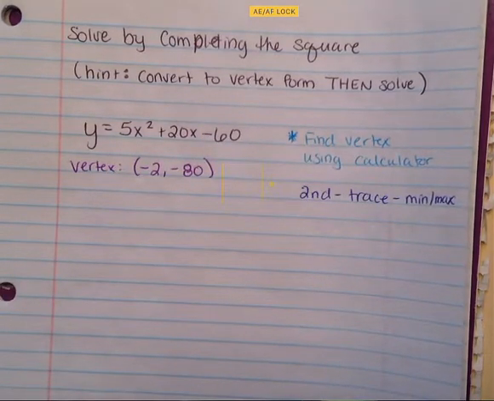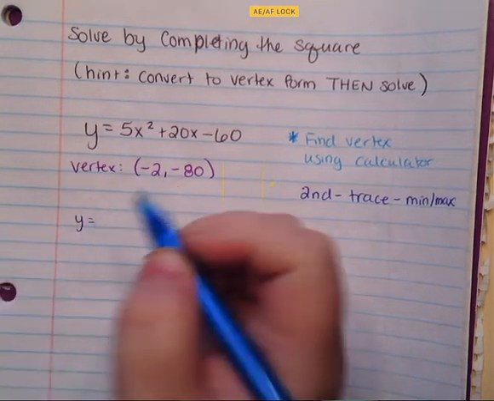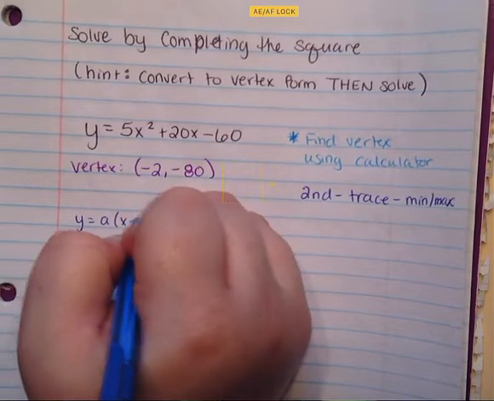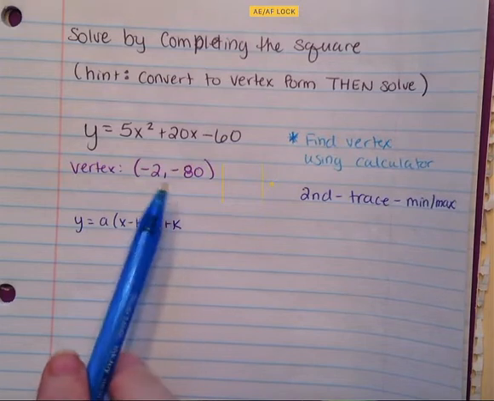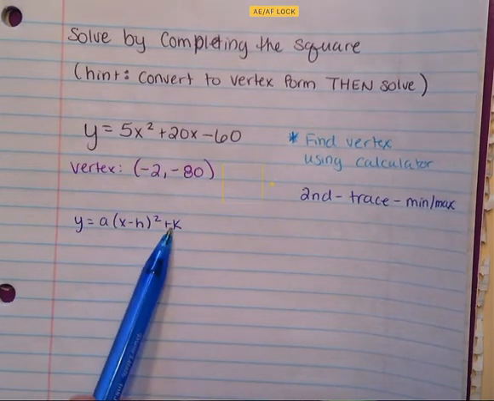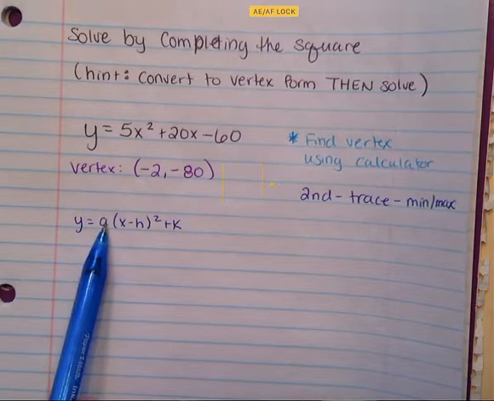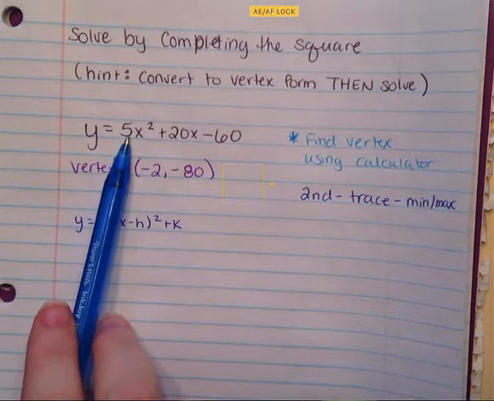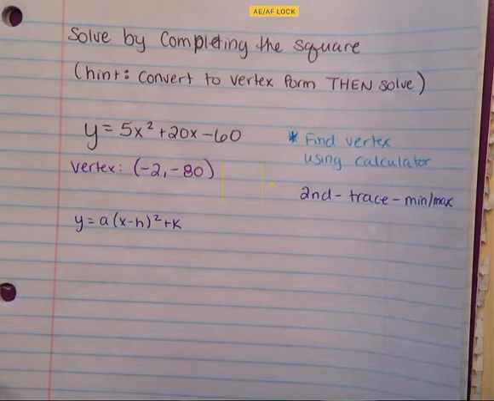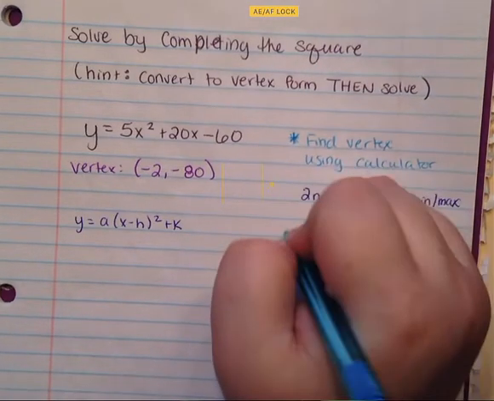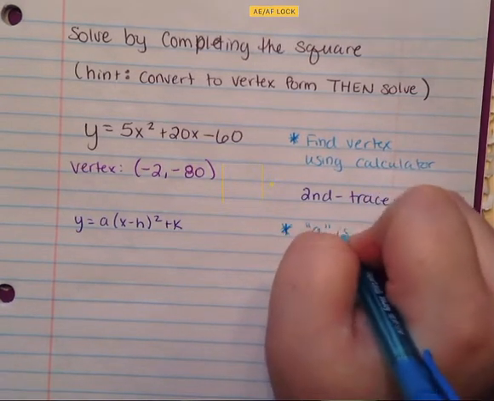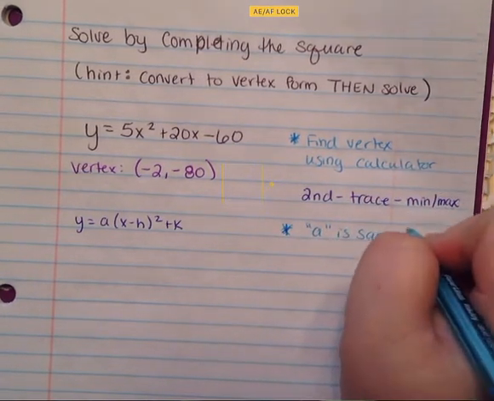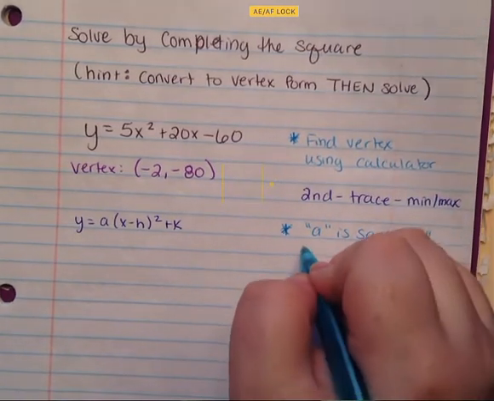Now vertex form goes back to that y equals a(x minus h) squared plus k. So we want to plug this in, but the problem is that we only have the vertex. We have the h and k, but what is our a? Well, the fact is the a from the original problem is still the same a. So I'm going to make a note of that over here, that the a is the same a as your original.